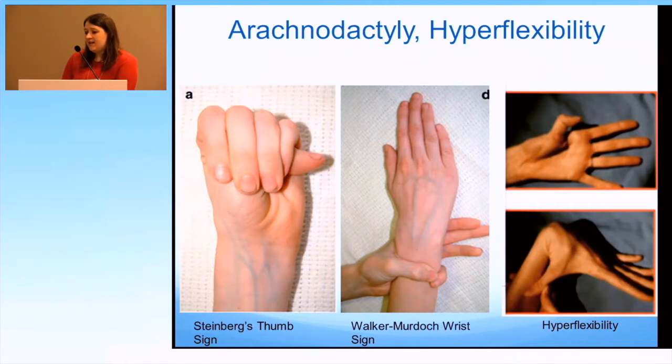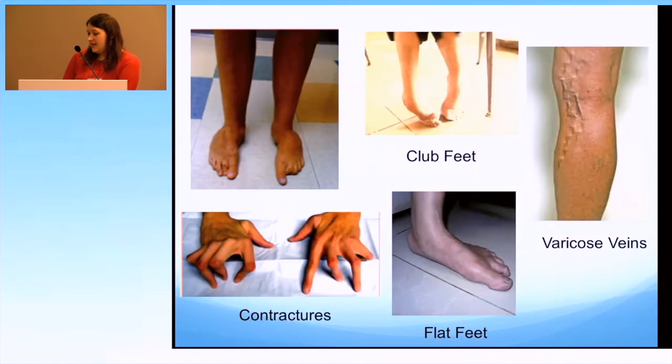And then again, the wrist sign and the hand sign. I'm sure you guys have all done this multiple times in clinic. And then the feet findings as well. So the varicose veins, the history of club feet or contractures.